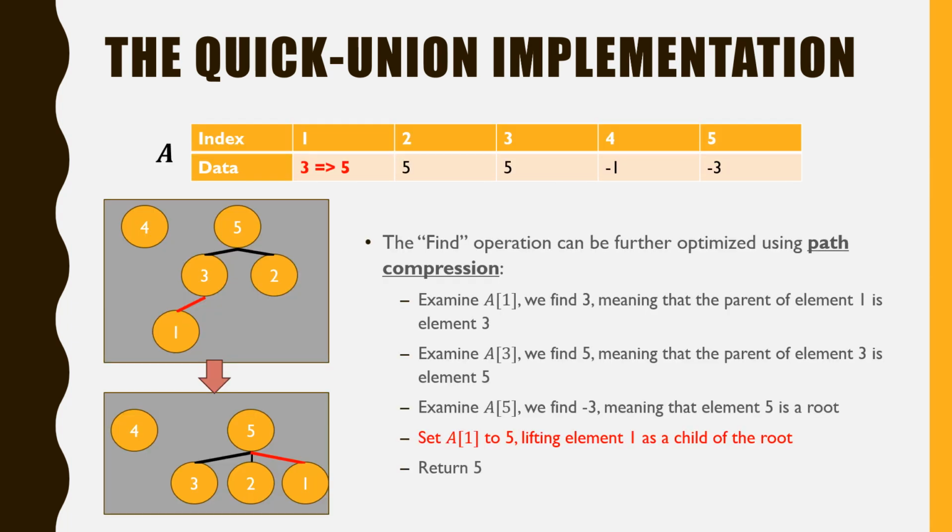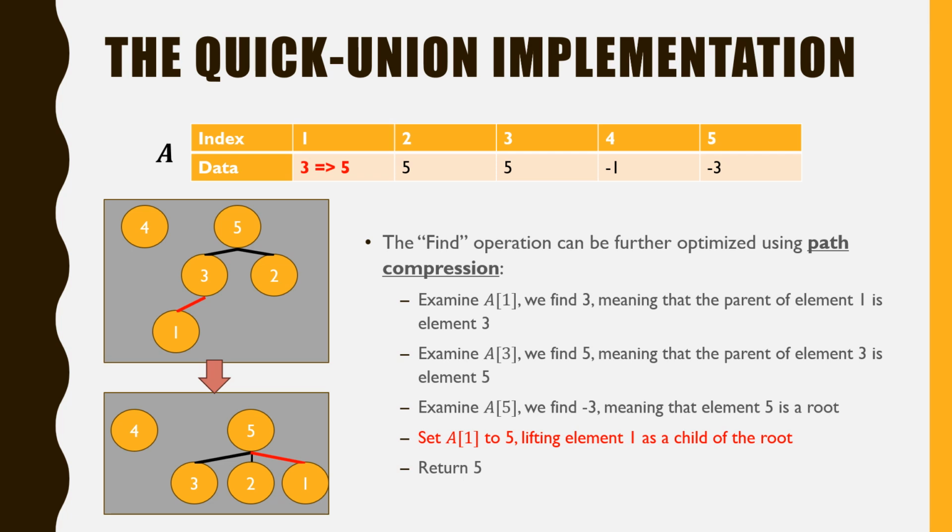In practice, the find operation can be further optimized using a technique called path compression. With path compression, when an element i is accessed during the find operation, we update A[i] to point directly to the root, reducing the depth of the tree.